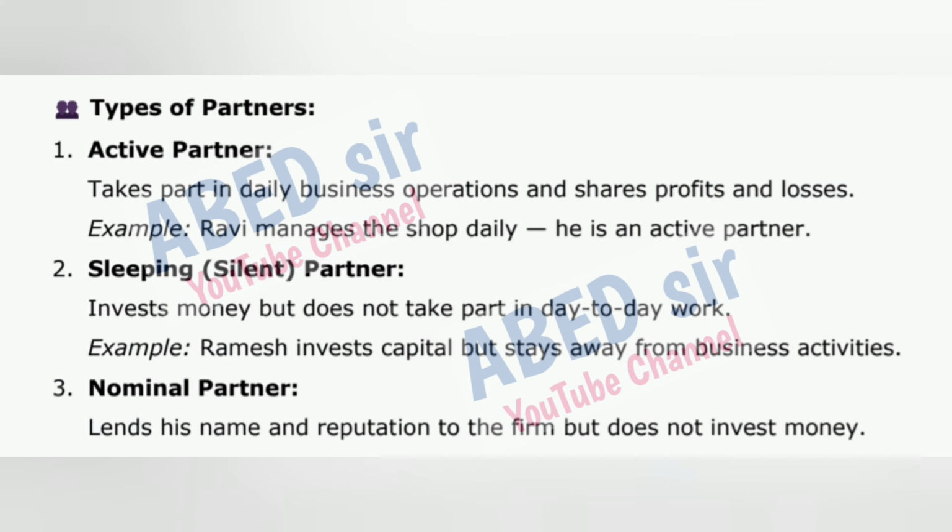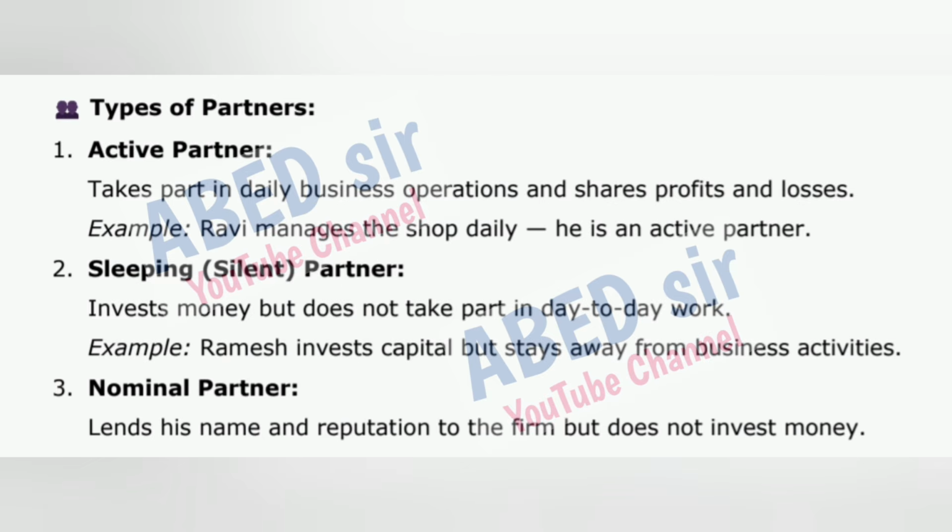Types of partners. 1. Active partner. Takes part in daily business operations and shares profits and losses. Example, Ravi manages the shop daily. He is an active partner.